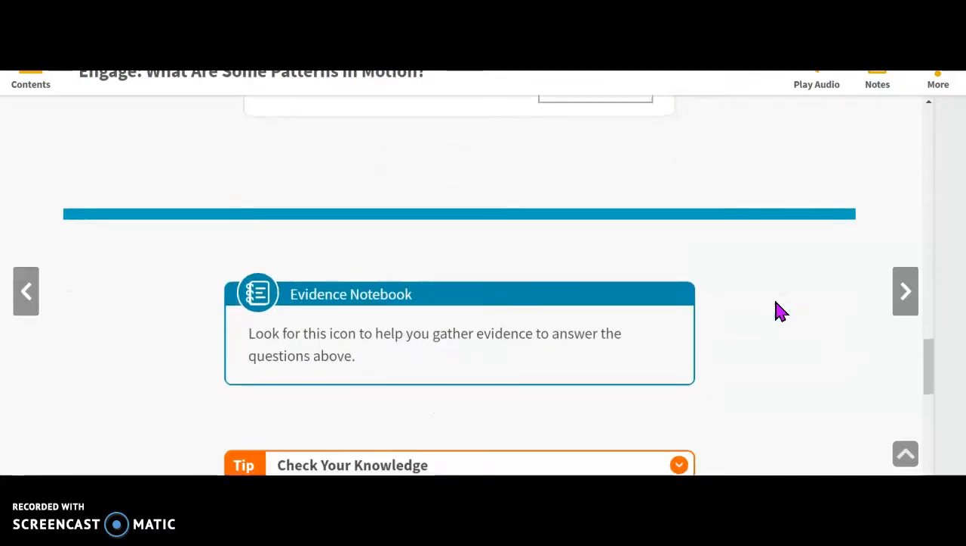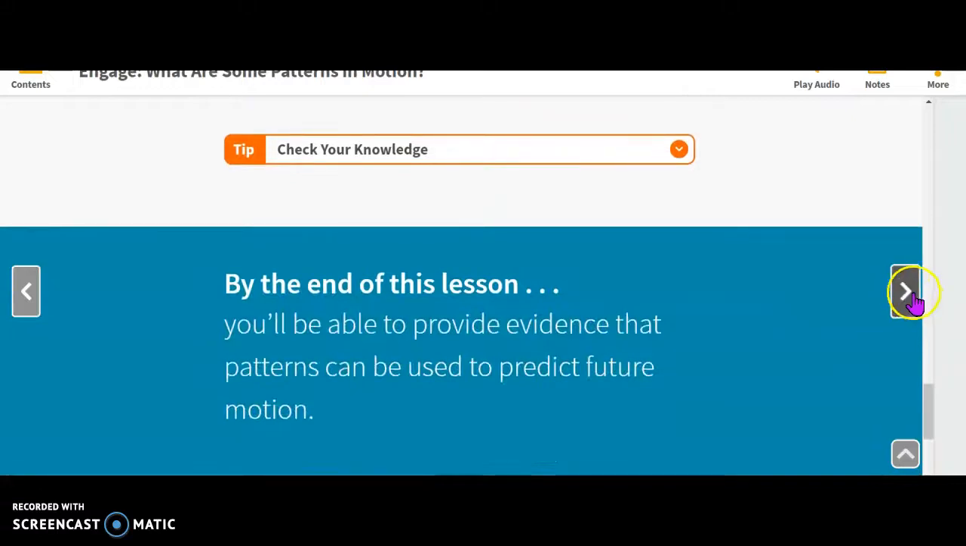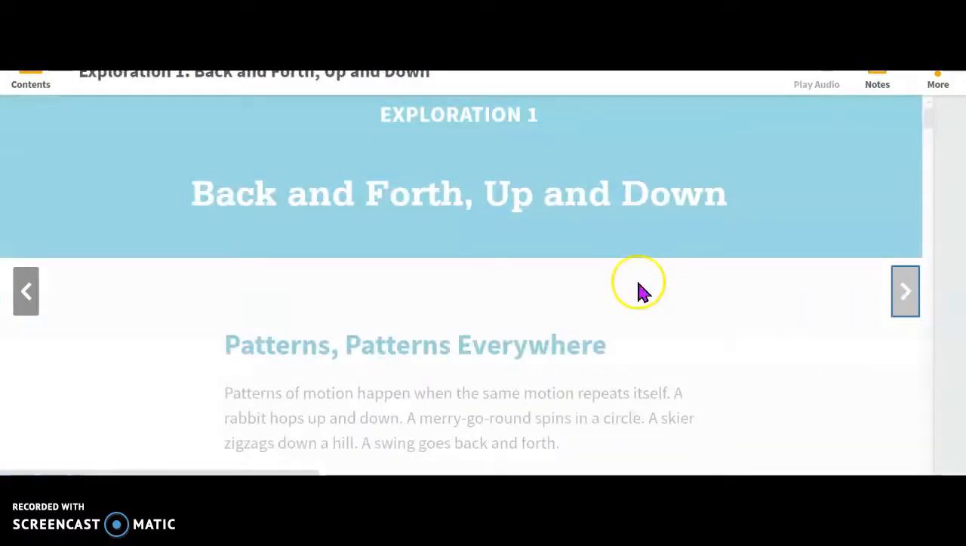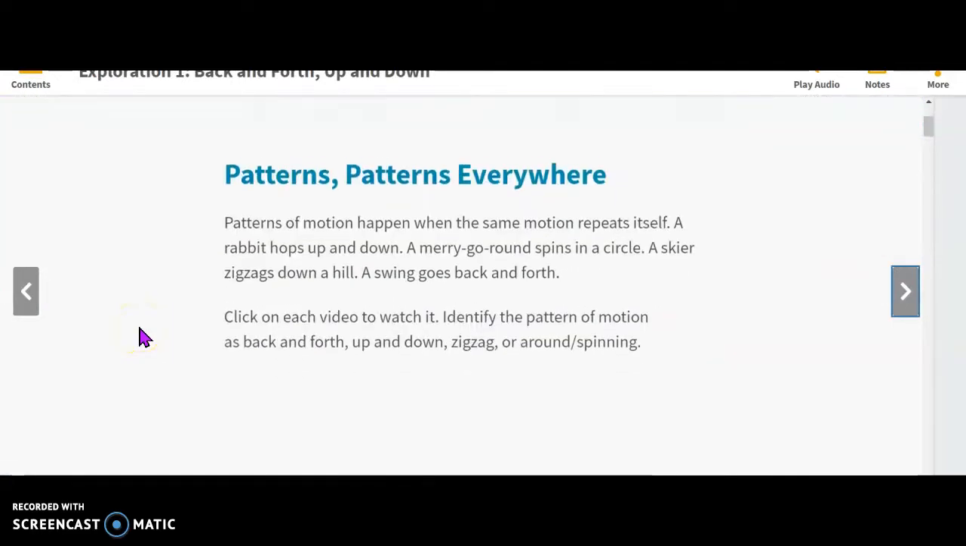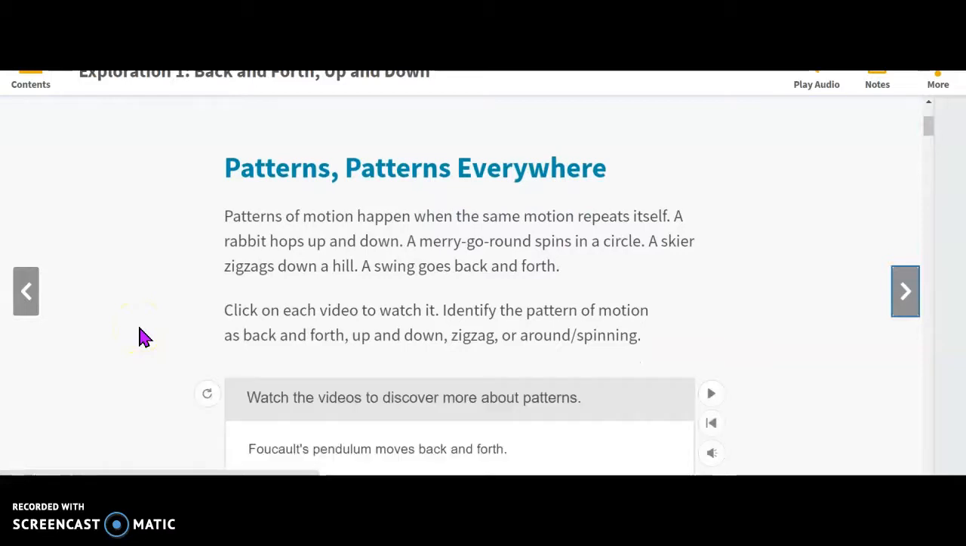All right, turn the page and it should say back and forth, up and down. So this is page 160. It says patterns, patterns everywhere. Patterns of motion happen when the same motion repeats itself.